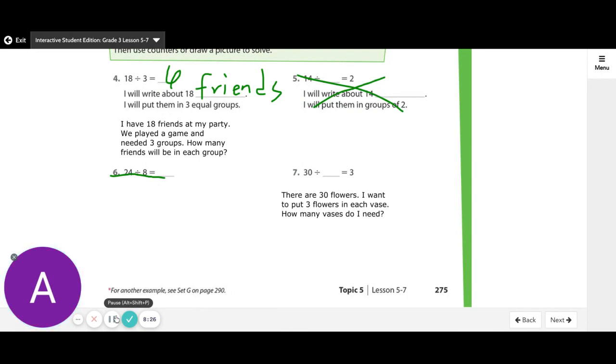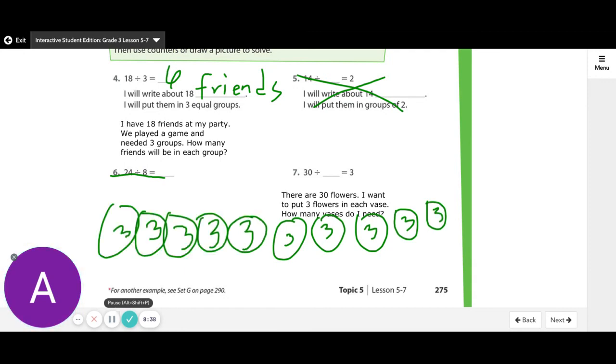So here would be 1 vase with 3, 2 vases with 3, 3 vases with 3, 4 vases with 3, 5 vases with 3. And I have 1, 2, 3, 4, 5, 6, 7, 8, 9, 10 vases. So I know 30 flowers divided into 10 vases would be 3 flowers in each vase.